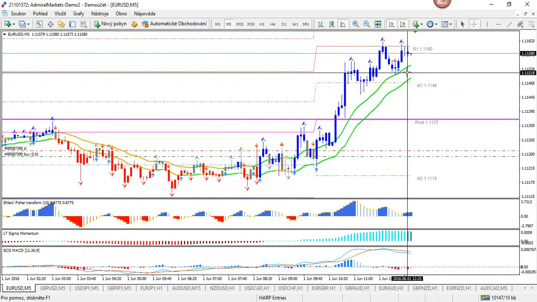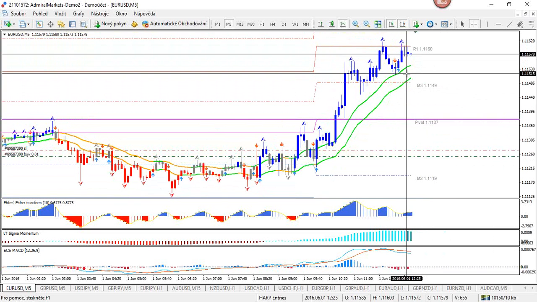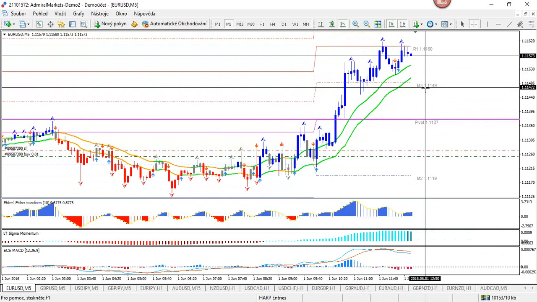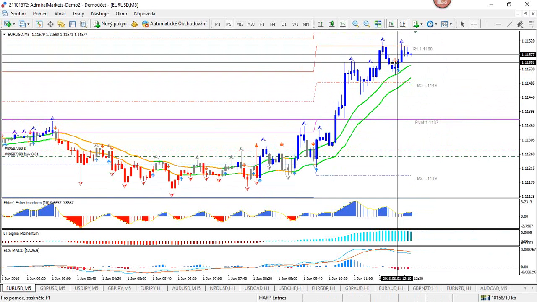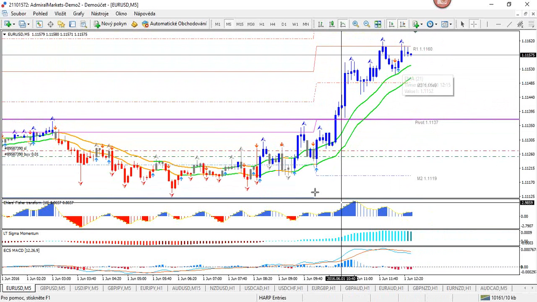Yes, we are in an upside momentum, but I thought that this pullback is particularly shallow. I wouldn't take this arrow. If it does go back to M3 or the pivot, prefer pivot, and then shows an arrow, that would be the arrow I would like to take.